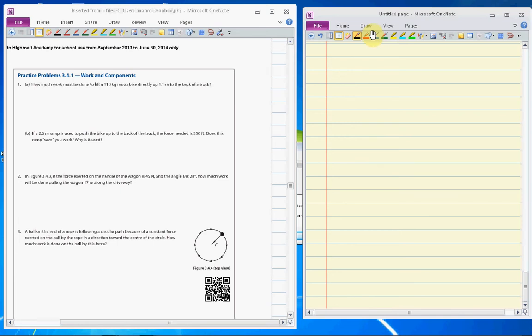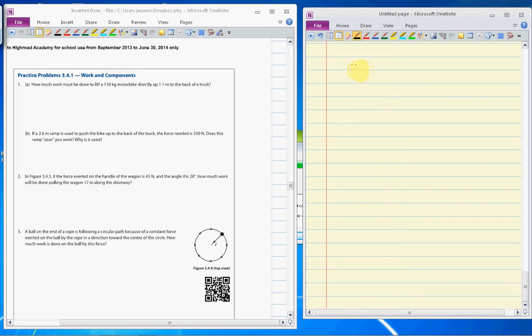Questions in 3.4 focus on energy and the conservation of it. Remember, we have two types of energy that we're going to think about: potential energy and kinetic energy. In the first question on page 95, practice problem 3.4.1, it asks how much work must be done.